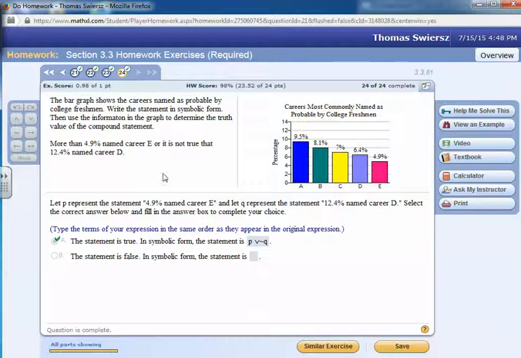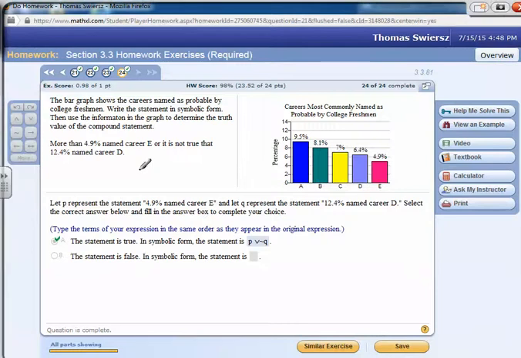Okay, so let's look at number 24. The bar graph shows the careers named as probable by college freshmen. Write the statement in symbolic form, then use the information in the graph to determine the truth value of the compound statement. Okay, more than 4.9% named career E, or it is not true that 12.4% named career D.